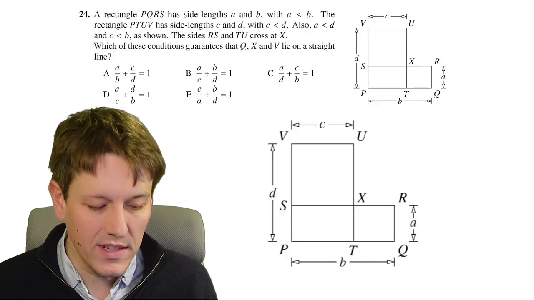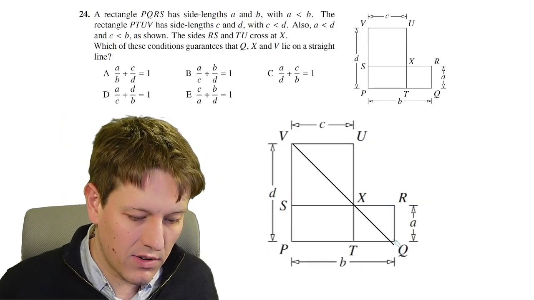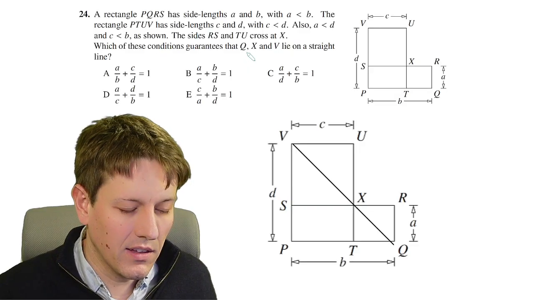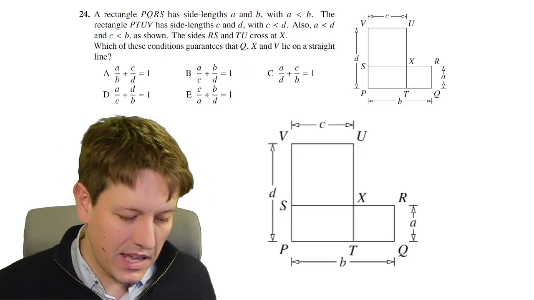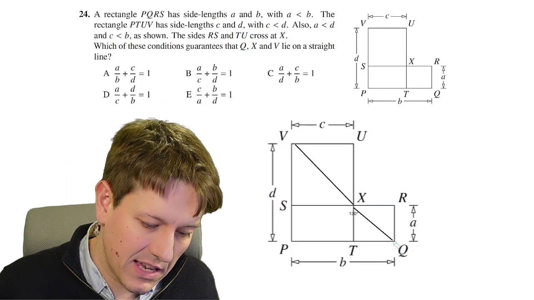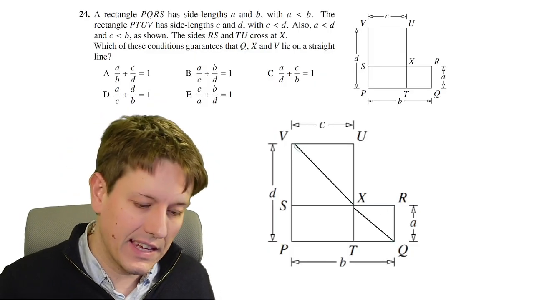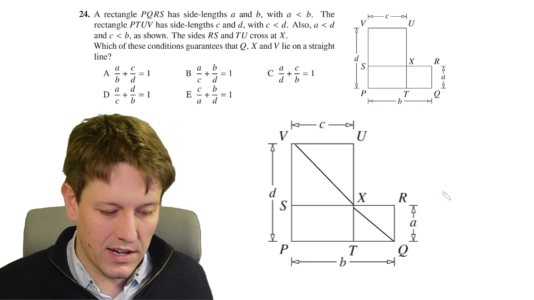Here we want to know which of these conditions ensures that V, X, Q is a straight line, i.e. Q, X and V all lie on a straight line. That's going to happen if the gradient from V to X, the slope from V to X, is the same as the slope from X to Q, right? In that case, there'll be one single straight line. If the slope's not the same, then it won't be a straight line.